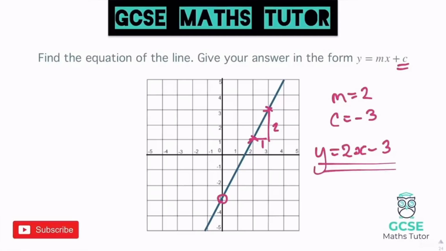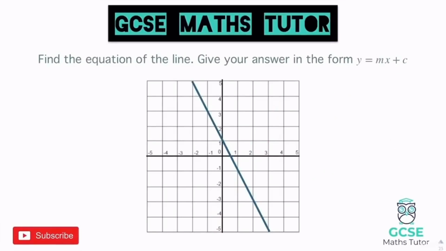Slightly different one here because it's sloping in the other direction, but the same type of question. I'm going to take the same approach, so I'm going to find the y-intercept to start with this time, so c equals 1, and then we just need to find the gradient. So let's pick 2 coordinates. We've got 1 here and 1 here, and now this time for 1 across it goes 2 down.